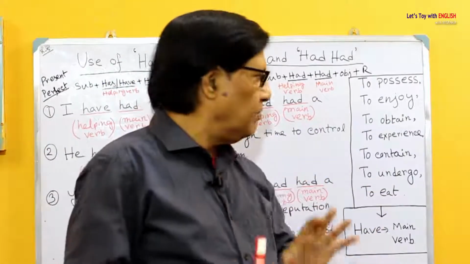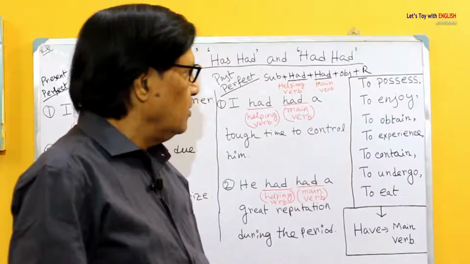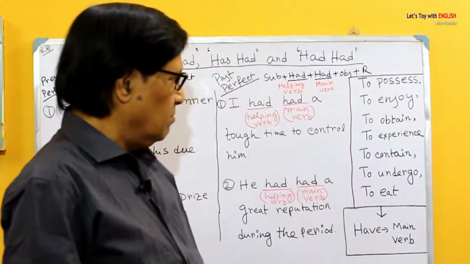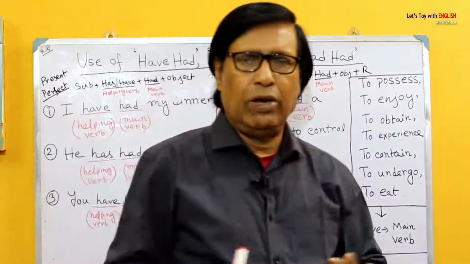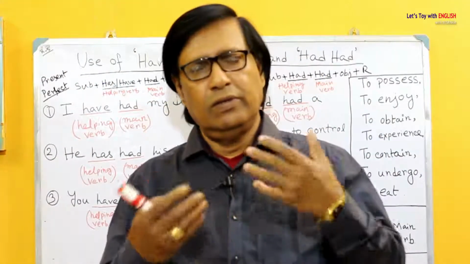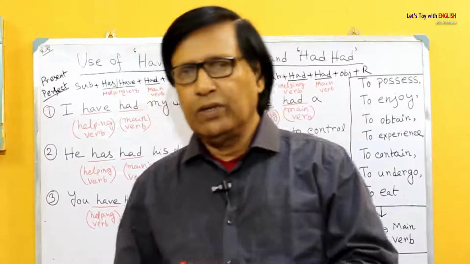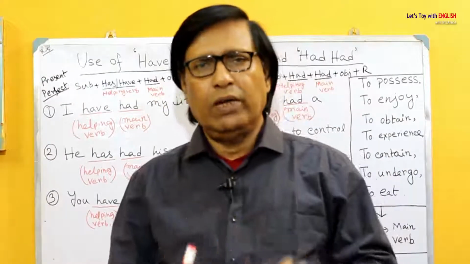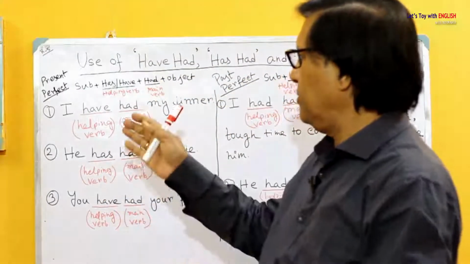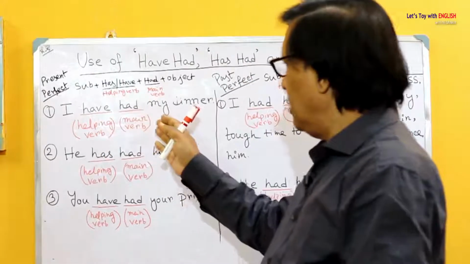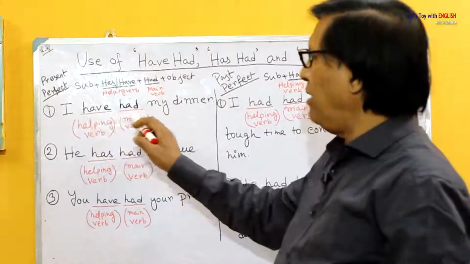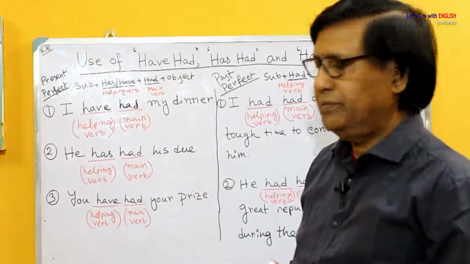There may be many examples to make all these things clear. Let us go one by one. And I have already told you, it has the auxiliary function also. It will be clear when I give you one example first. First of all, come to this sentence. I have had my dinner.